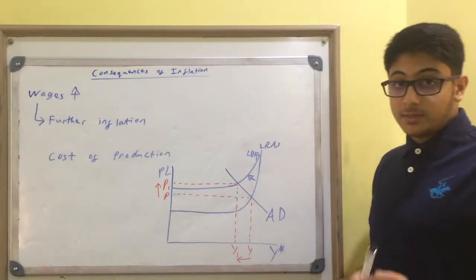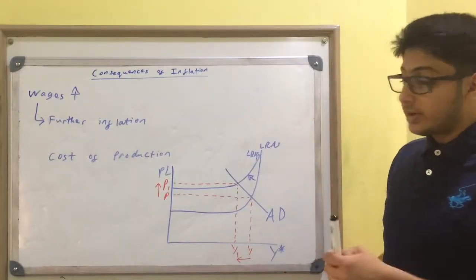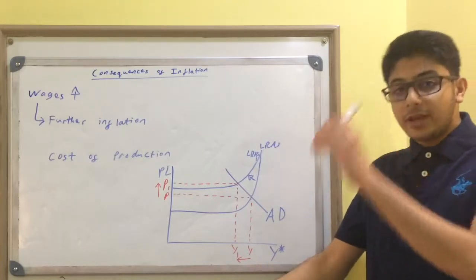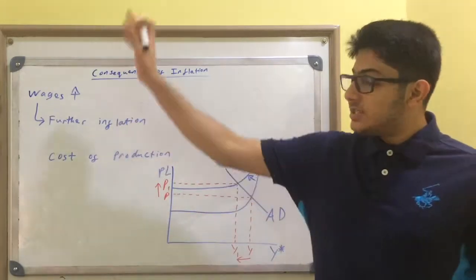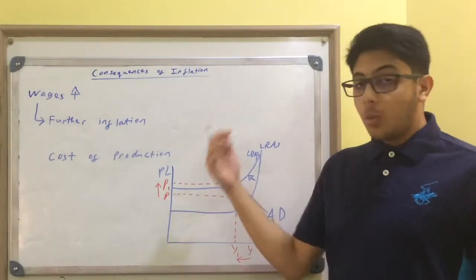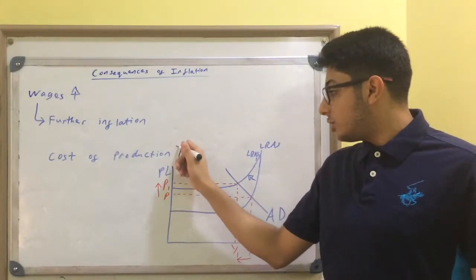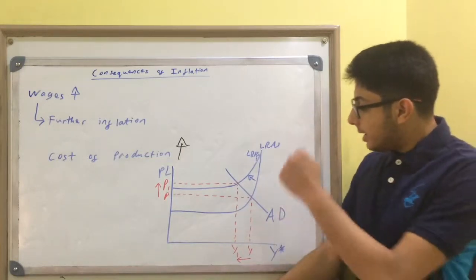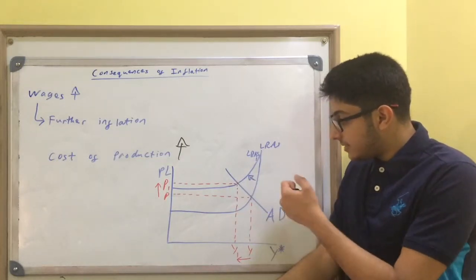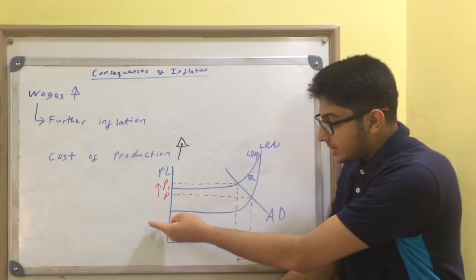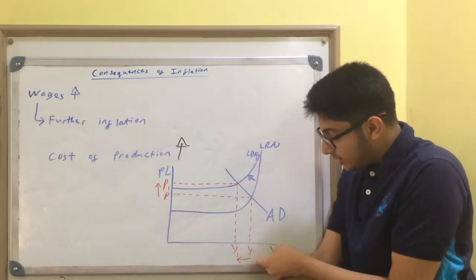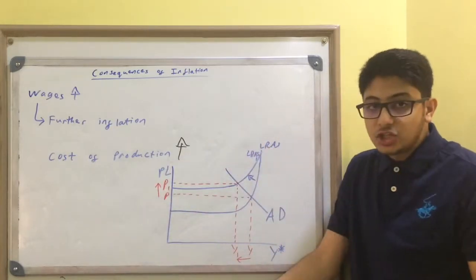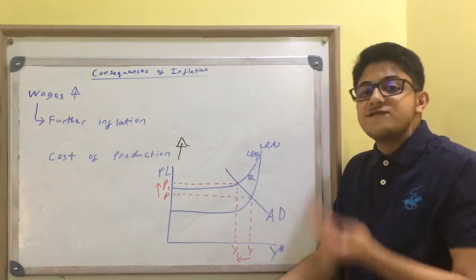Next. So as I said before, wages are going to go up because of inflation. You're going to demand higher wages to compensate for that rate of inflation. So this leads to further inflation. Why? Because cost of production increases for businesses. They have to pay your wages. So, long-run aggregate supply shifts to the left, okay, increasing price and decreasing output. The important part, increasing price, so inflation increases further.